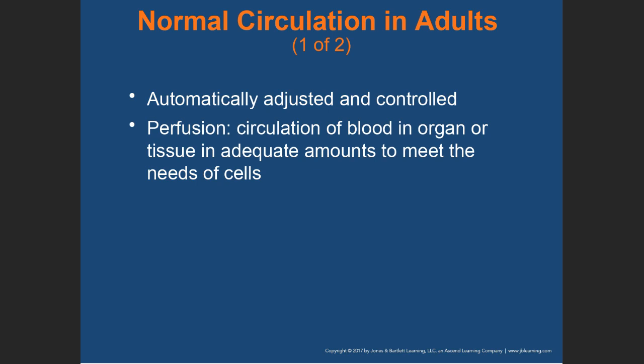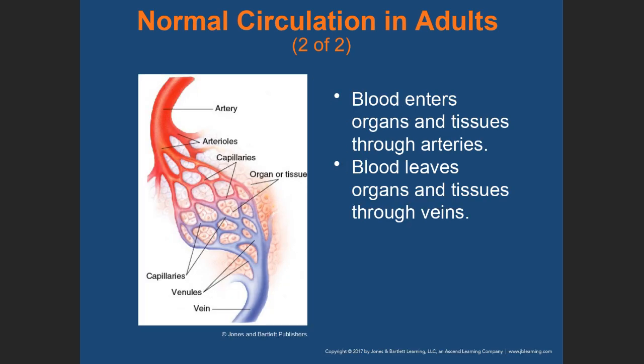And in order for that to be effective, we must have adequate circulation and the blood must be properly oxygenated and all the nutrients that are required must be in the blood and the body must be able to remove the CO2 and the waste effectively. Now, blood enters organs and tissues through arteries. Blood leaves organs and tissues through the veins.